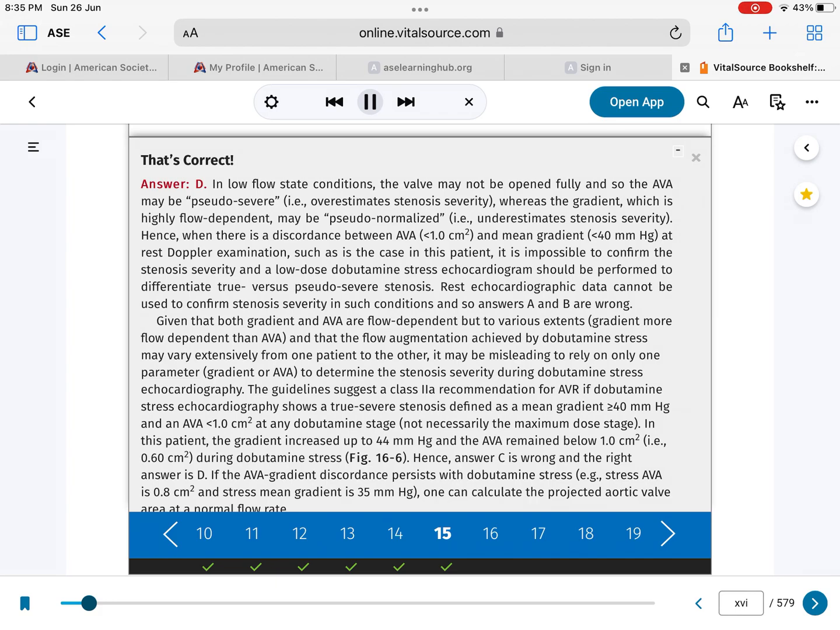Two-dimensional echocardiography shows a reduced LVEF and dilated LV. Videos 16.3 and 16.4. The assessment of aortic valve hemodynamics reveals a peak aortic jet velocity of 3.6 meters per second, a mean transvalvular gradient of 29 mm Hg, and an aortic valve area of 0.53 square centimeters.